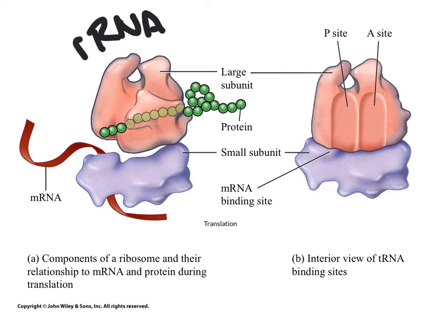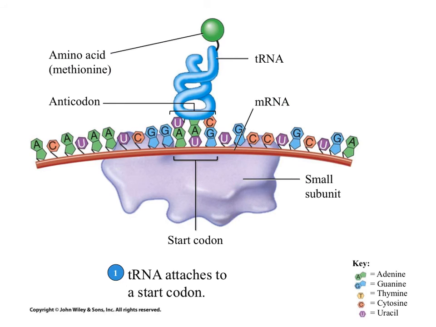So in order for translation to happen, we need the mRNA. That's right here in the red ribbon. We have the mRNA. We have the rRNA, which is the ribosome broken up into 2 subunits, a large and a small. And then you also have the tRNA. So we have tRNA that's going to be involved in this process as well. So all 3 of them. So the mRNA comes and attaches to the ribosome, which is the rRNA.